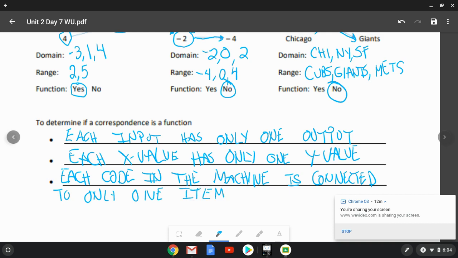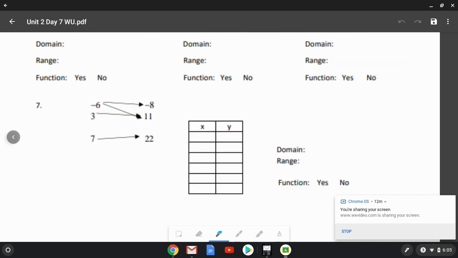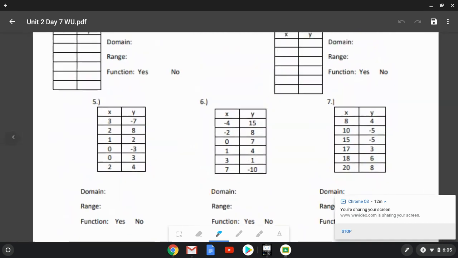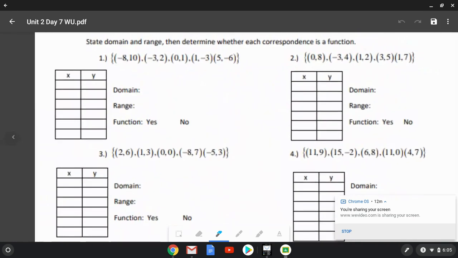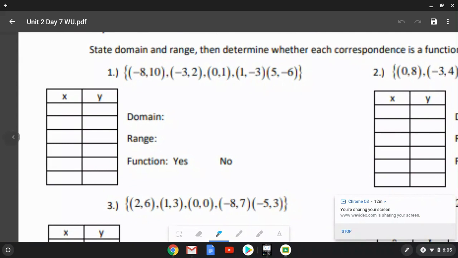So that's the example that I used a bunch of times. So that's functions in a nutshell. Now the next page just goes through some examples like above. So we'll take a look at some of these. So let's go down here. Let's zoom in on number 1. It says state the domain, the range, and determine if it's a function or not.